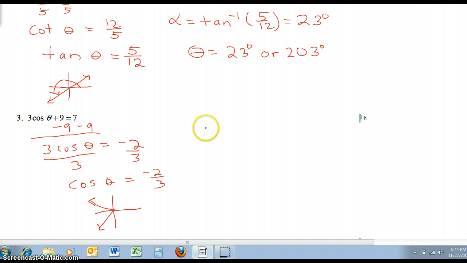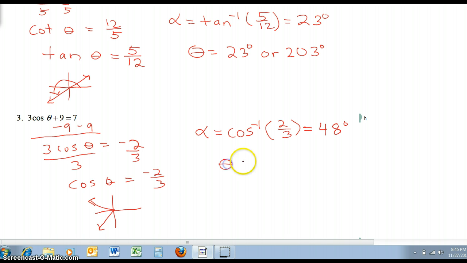So I'm going to again find my alpha. Remember that it's the inverse, so I'm going to do the cosine inverse or the arc cosine. And remember to ignore the sign, because I'm taking care of the sign when I'm putting down here that it's in this quadrant or that it's in this quadrant. So I'm going to put that in my calculator. So second cosine of 2/3, and I find that it is 48 degrees. So remember, that's my alpha because that's my reference angle.